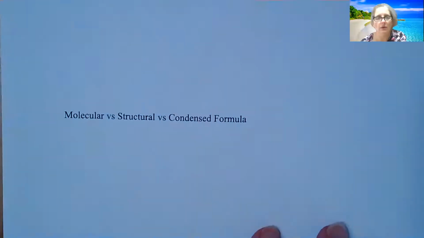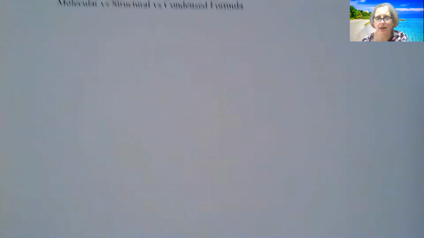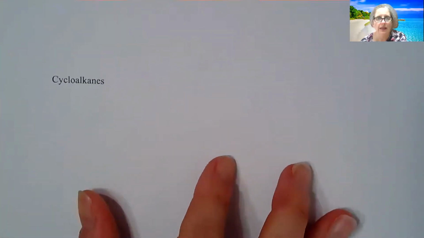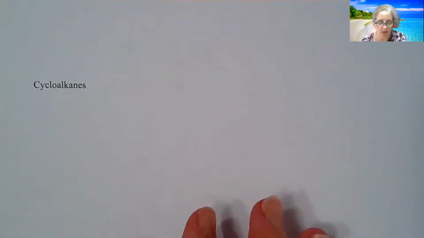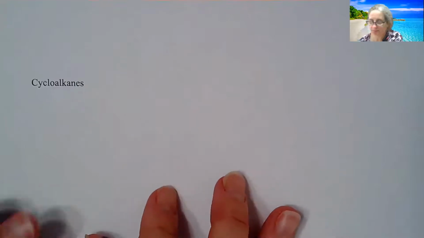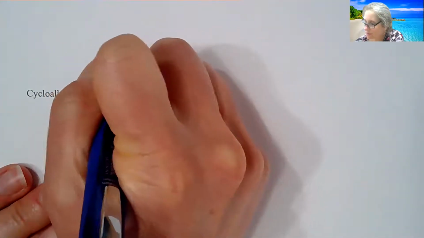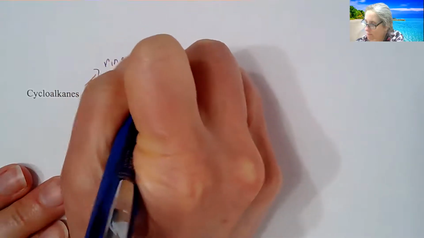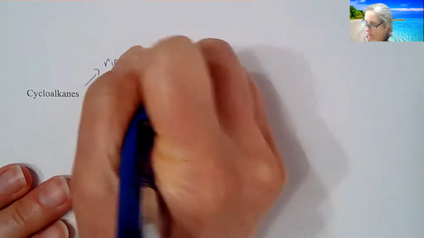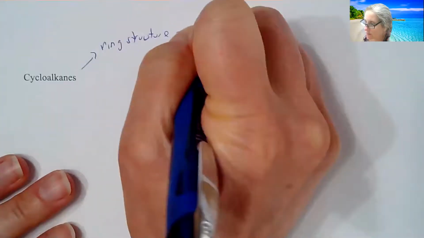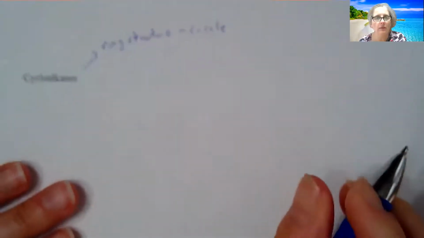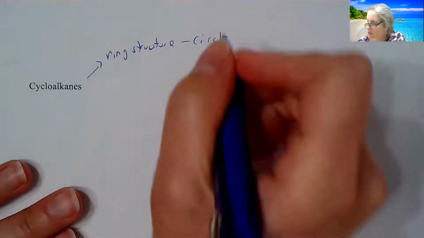All right, so I want you to skip over for right now, at least at this part of the video, the molecular structure and condensed formula. I kind of introduced that to you before. Instead, I want us to look at what we call the cycloalkanes. Cycloalkanes are what we call a ring structure, and this ring structure means that all of the carbons are in what we call a circle. They're in a circle.